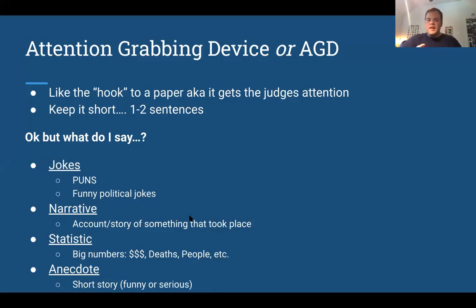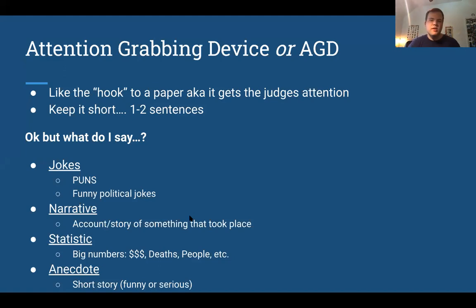So the first thing in our formula is an attention-grabbing device, or AGD. An attention-grabbing device is essentially the hook to your paper. If you think of your speech as a research paper for school, it's just the hook, and it's trying to grab your judge's attention. A general rule of thumb is that it should be kept short, so 1 to 2 sentences at a maximum, because if you just start babbling about your hook, the judge will not be as engaged.